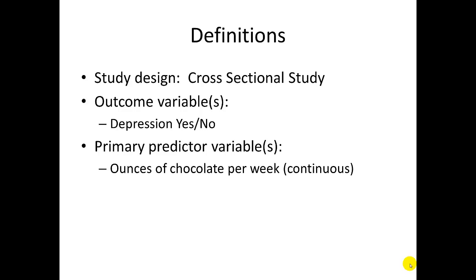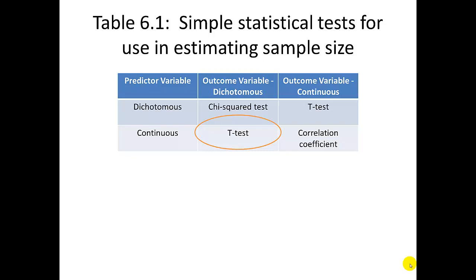We are still estimating sample size for a cross-sectional study, and our outcome variable will still be depression, yes or no. But our primary predictor variable will be ounces of chocolate consumed each week. That means we need to find another test to use. Using Table 6.1 again, it tells us that the t-test is the appropriate simple statistical test to use to estimate sample size when we have a continuous predictor and a dichotomous outcome variable.